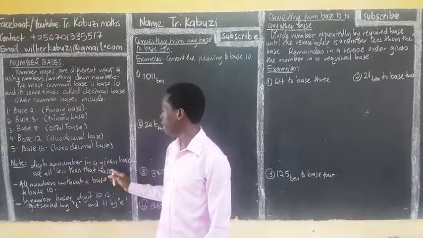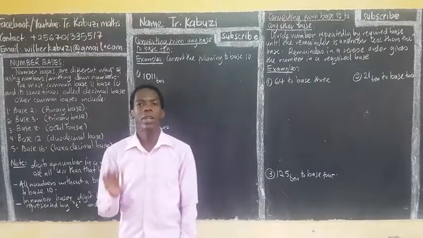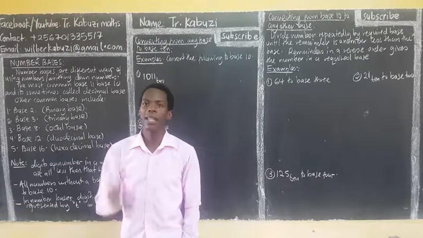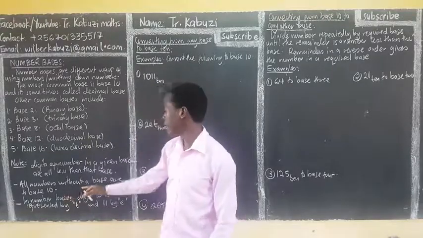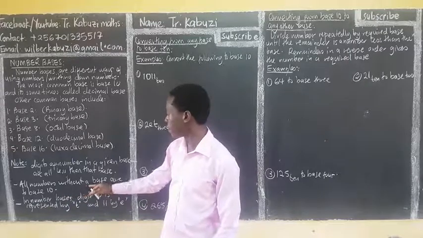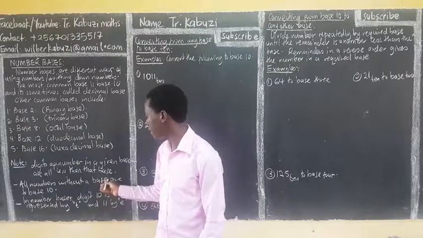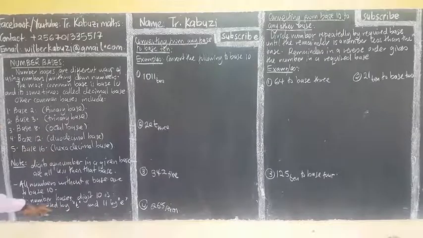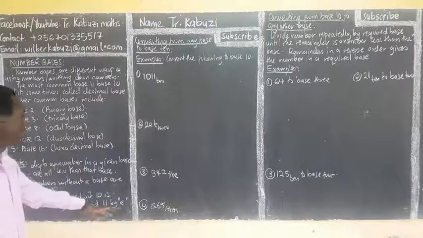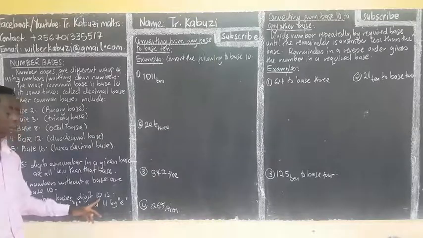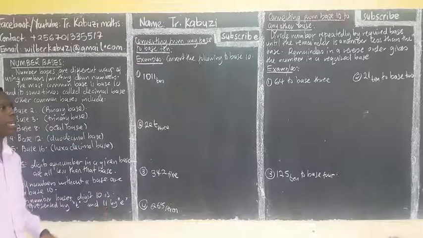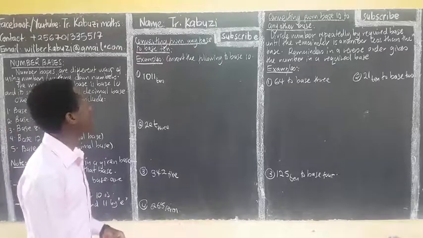Digits of a number in a given base are all less than that base. So all digits of a number in a given base should be strictly below that base. All numbers without bases are base 10. And also in number bases, digit 10 is represented by T and 11 by E. So whenever you see T, it means the digit 10, and whenever you see E, the figure will be 11. Let us go through these ones and see what happens.